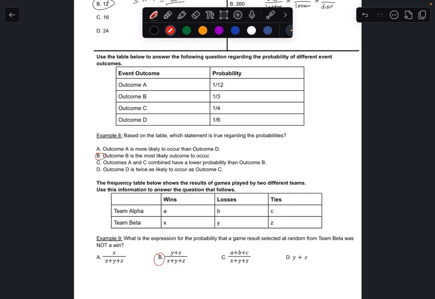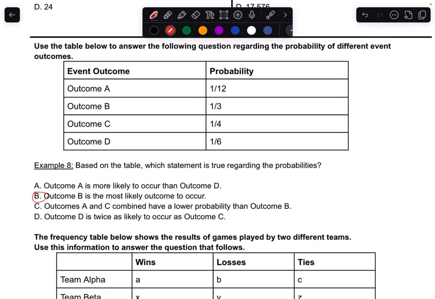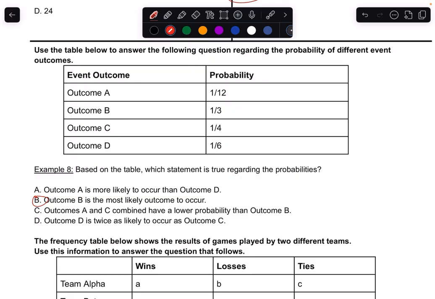Based on the table above, which statement is true regarding the probabilities? So we got event outcomes A, B, C, and D, and each of them has some probabilities. A is more likely to occur than D. B is most likely to occur of all of them. A and C combined have a lower probability. And D is twice as likely to occur as C.